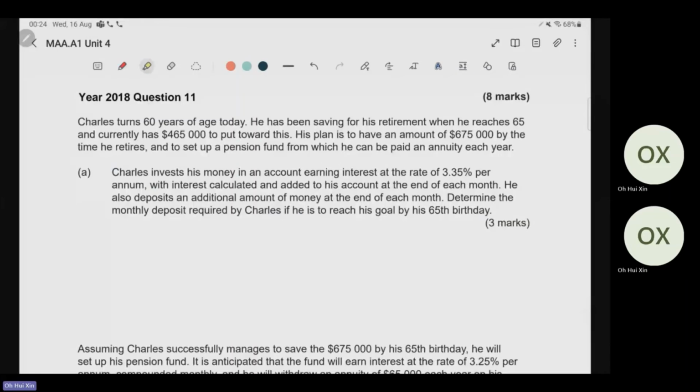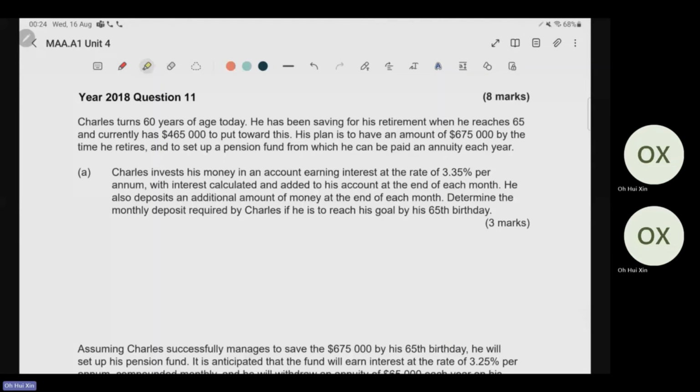Next one, let's look at page 97. So for this question, you realize that the question is slightly longer when you compare to the previous one. So the thing is that you just make sure that you read everything properly and make sure you don't miss out any information when you are solving the question.